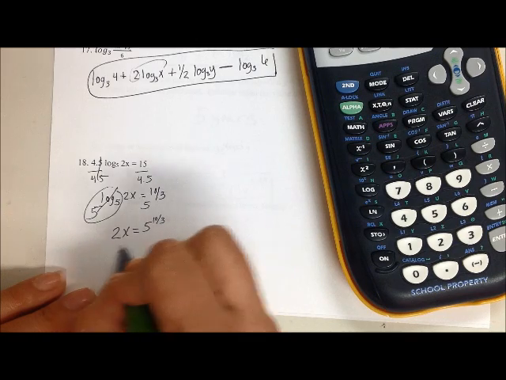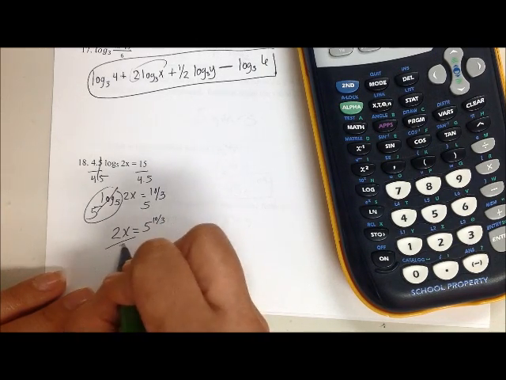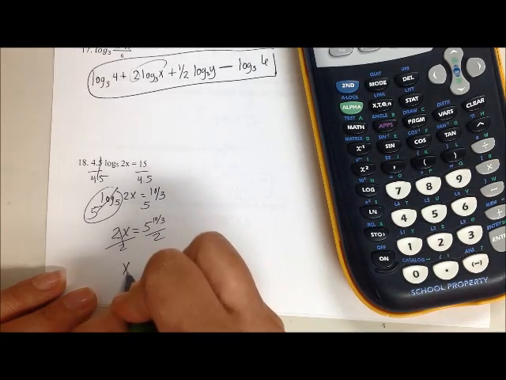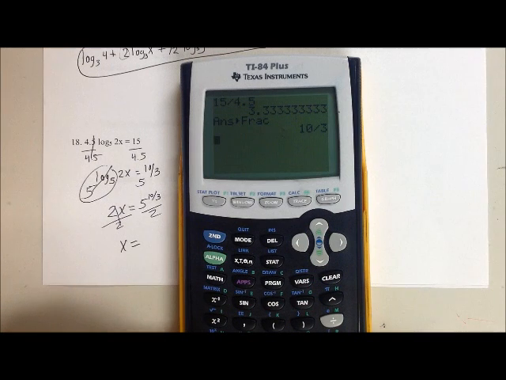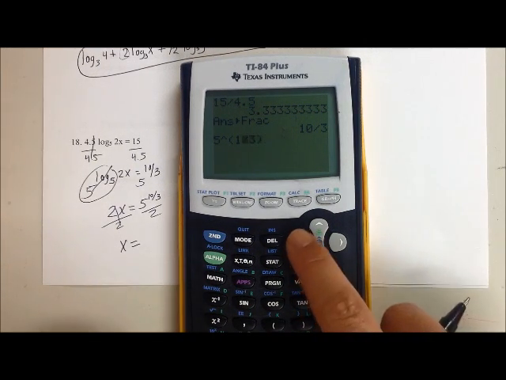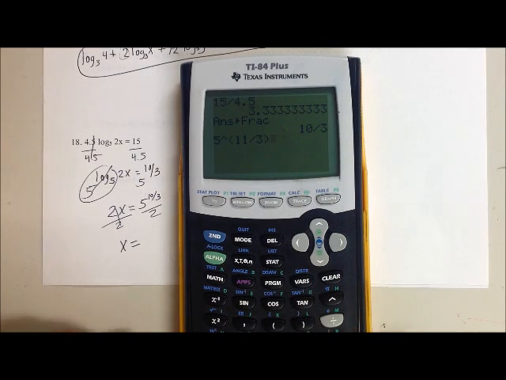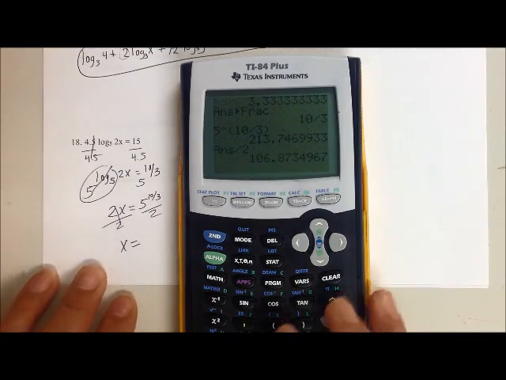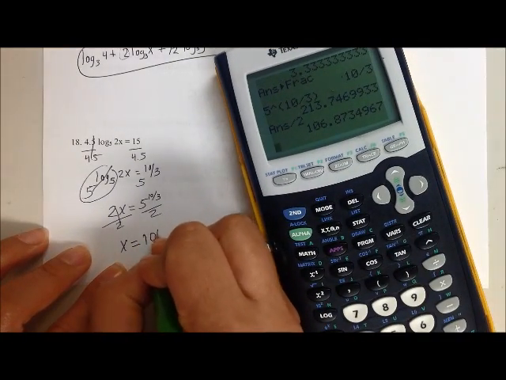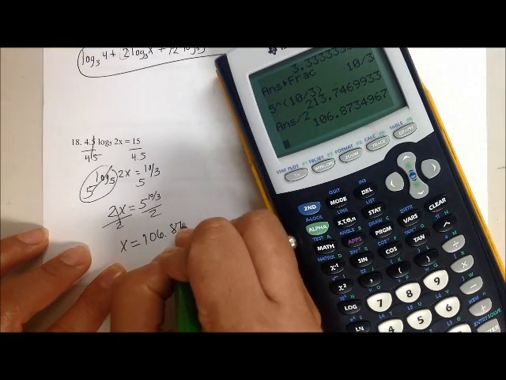Whatever that gives me, what am I going to have to do to it in order to leave y by itself? Well, divide by 2. So now, why not enter all those steps at one time? 5 raised to the power of 10 over 3. Oops, sorry. And then from there, I would have to divide that by 2. So my answer would be 106.873.